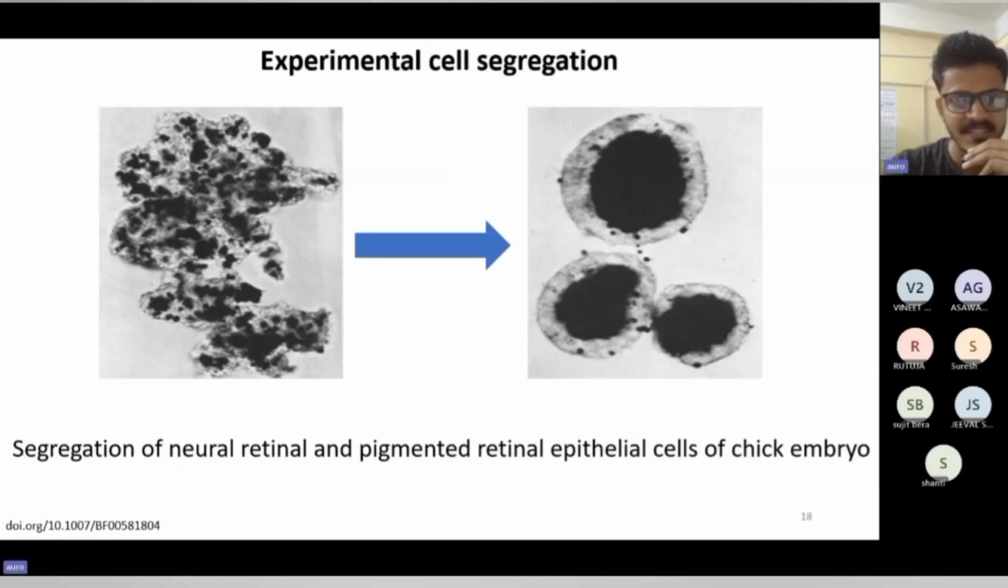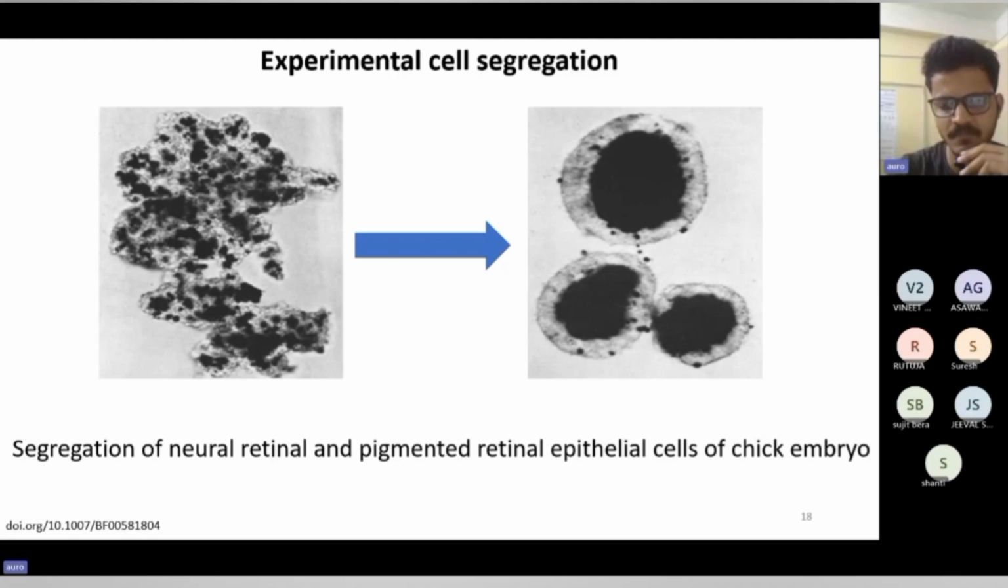Okay, so this is an experimental method. This is not a model, but an experimental cell segregation which was done. It is quite an old experiment where scientists took neural retinal cells and pigmented retinal epithelial cells. You can see one is a light cell and one is a dark cell. At the beginning they were randomly intermixed with each other, and as time progressed, they saw that this particular kind of pattern forms.